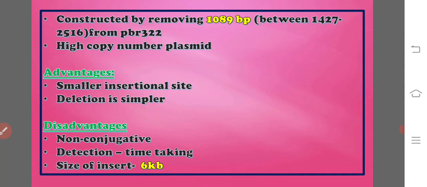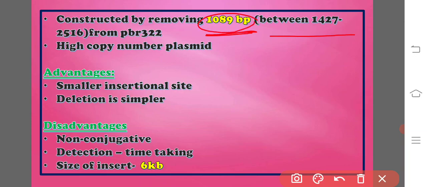It has been constructed by removing about 1089 base pairs from the pBR322, in between 1427 and 2516. In between these two, we have removed 1089 base pairs from the pBR322. So the size is reduced, and it is a high copy number plasmid.